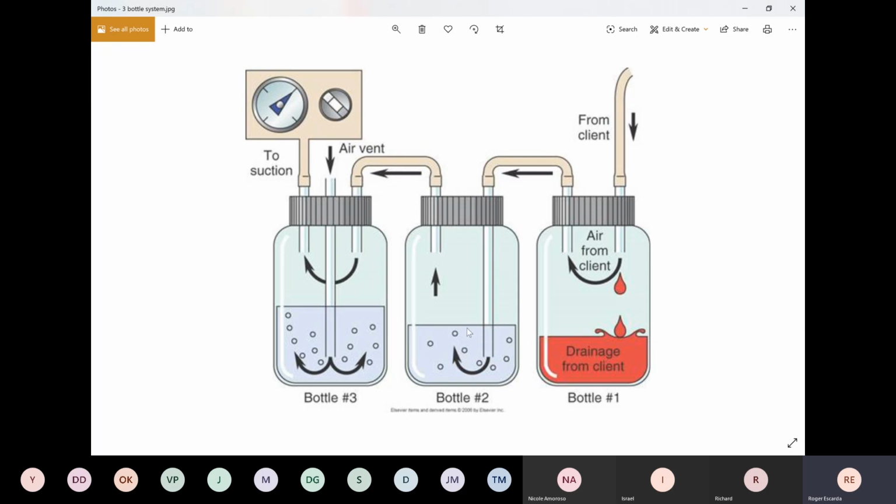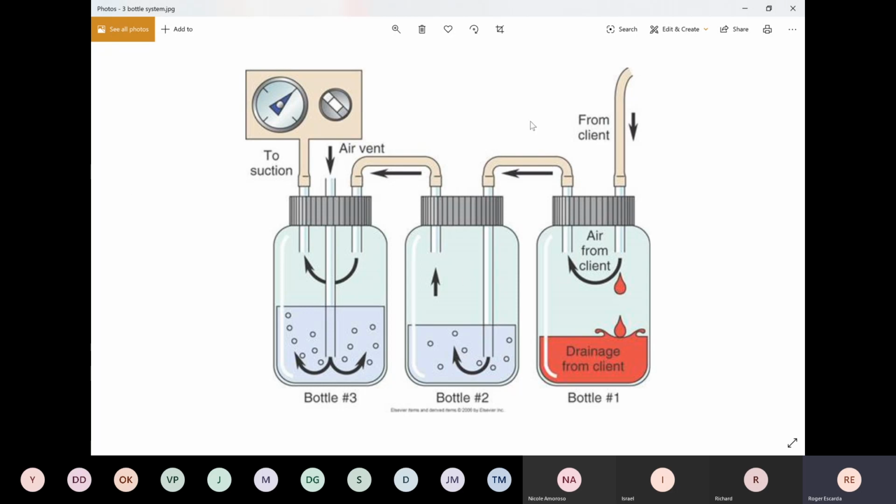The second bottle always has water. The minimum height here is about 2 centimeters. So that's about an inch, inch and a half maybe, inch and a quarter. So the first tube here is always under that 2 centimeters of water. The purpose is to allow air to escape. So air will bubble out here, and air goes through the other vent. There should be water here, because if there's no water, then air could possibly re-enter here and then go back into your patient.